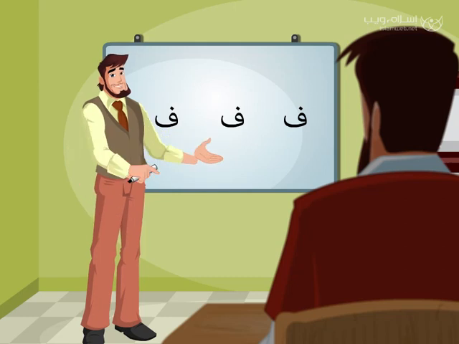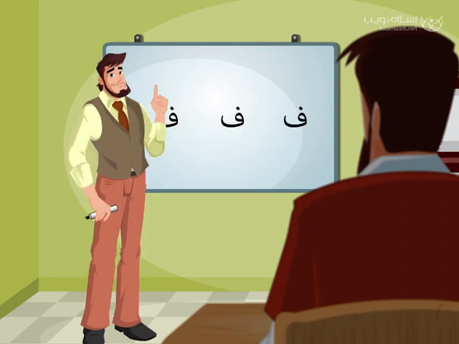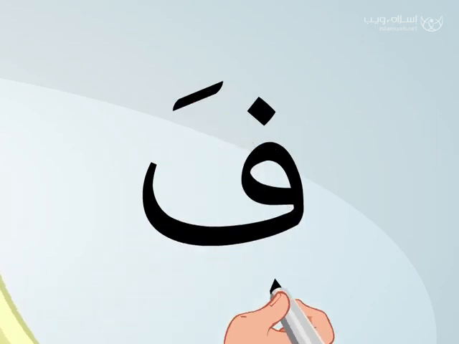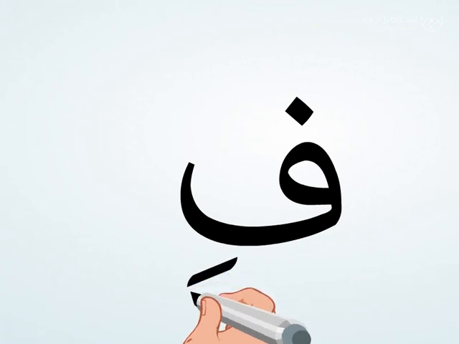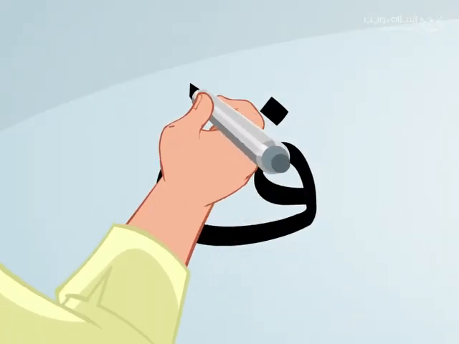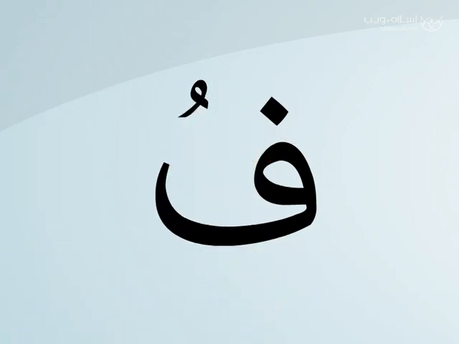How to pronounce the letters with short vowels: fath, kasr, and dam. Fa. Fi. Fu.